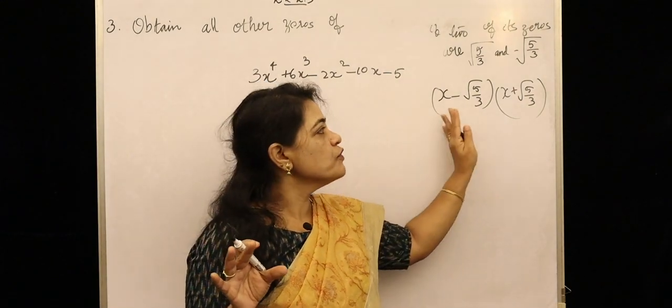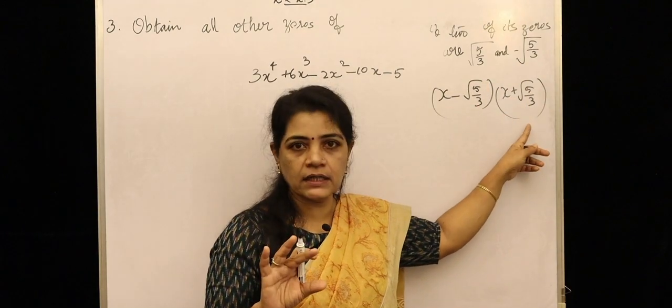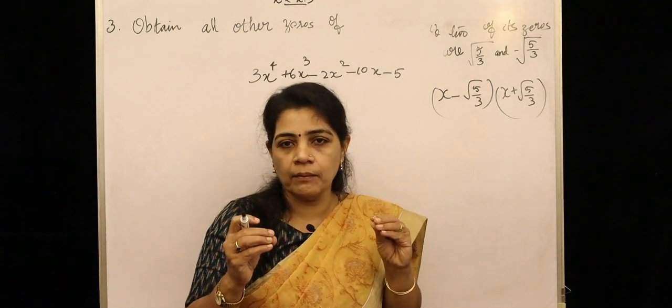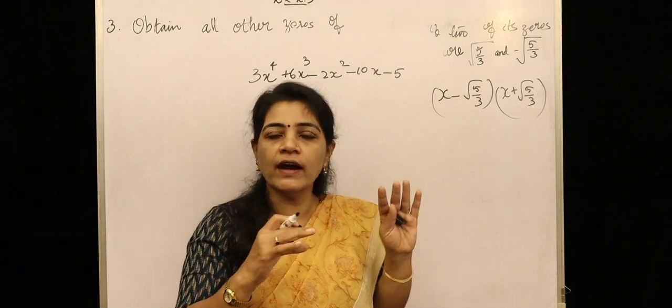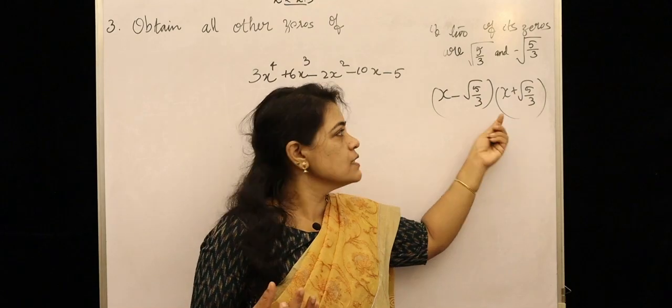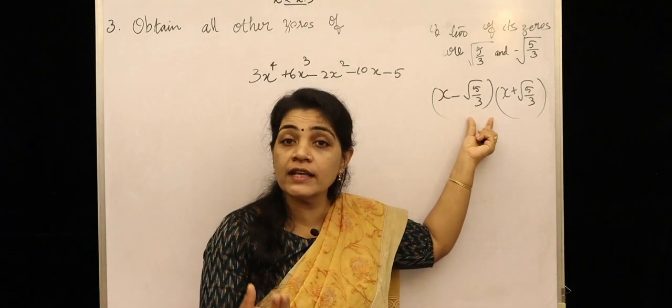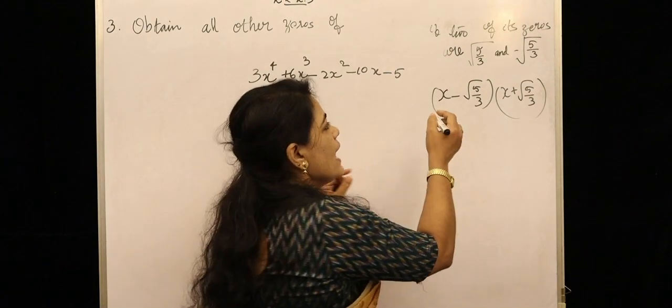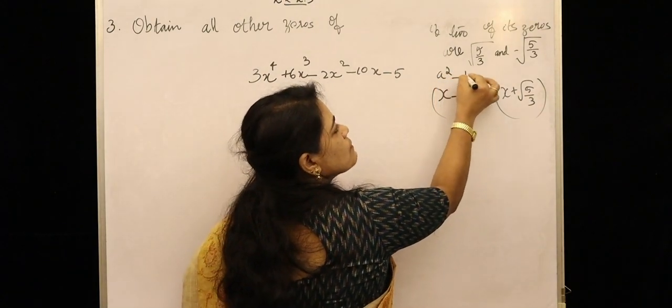Okay, so after writing this in the form of factors, get their product. With that polynomial, we can divide the given polynomial. See children, how this product can be easily found. This is an identity, the expanded form of a square minus b square: (a plus b) into (a minus b). That is a square minus b square.